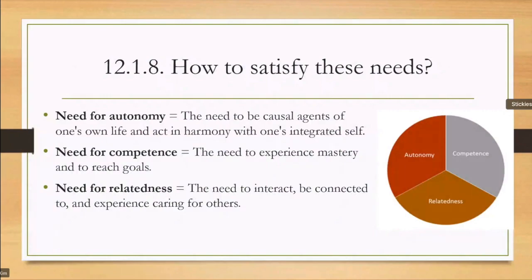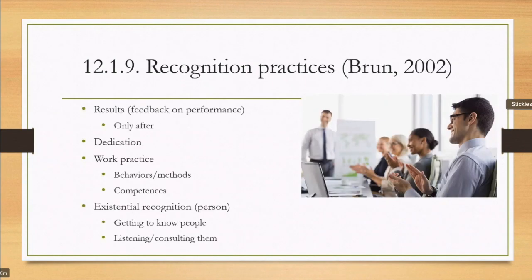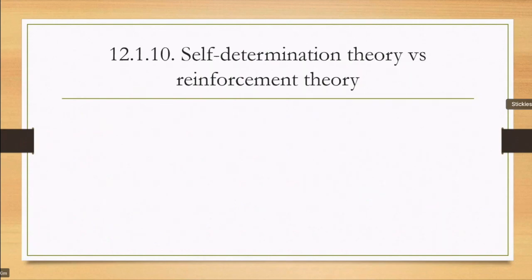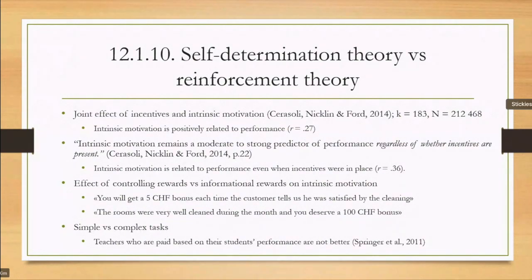Yeah, how to satisfy those needs? Here are definitions as talked about before. Recognition practices. Also, I think nothing that's difficult to understand. And so, combination theory versus reinforcement theory. What we have is the joint effect of incentives and intrinsic motivation. So intrinsic motivation is obviously positively related to performance, as we've seen before. Even when incentives are in place, intrinsic motivation is actually more valuable.